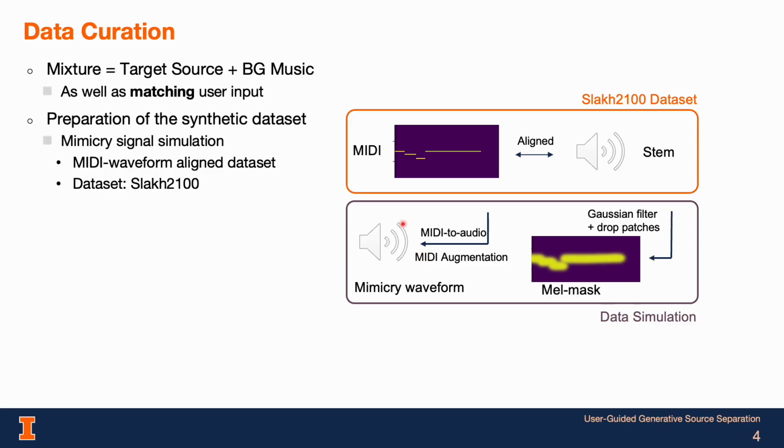Here is an example. Suppose we have this MIDI data. In the dataset, the ground truth will sound like this. And we simulate our mimicry waveform based on this MIDI data as well. And it sounds like this.